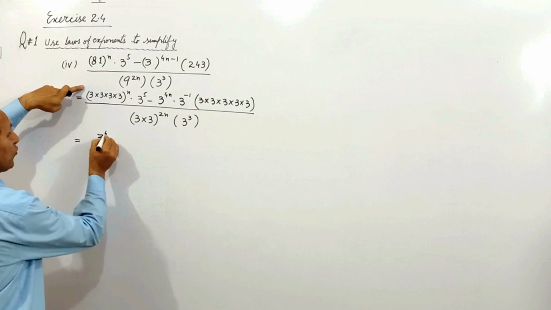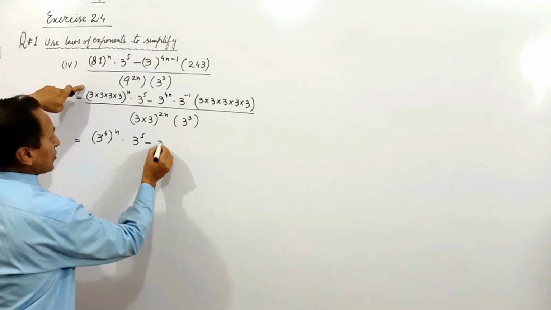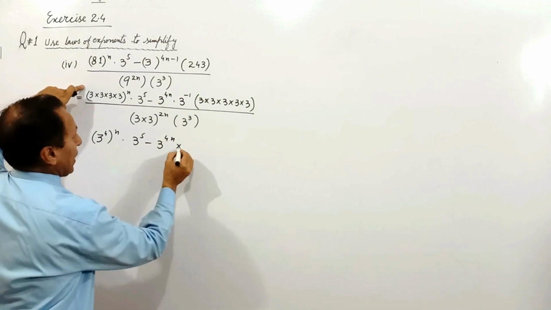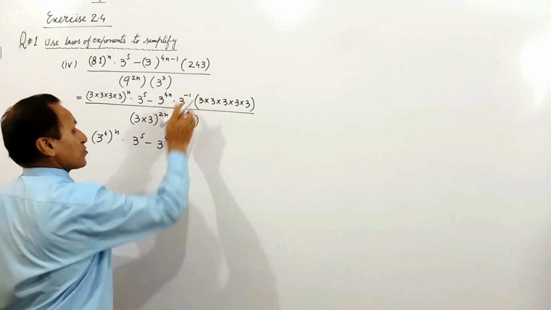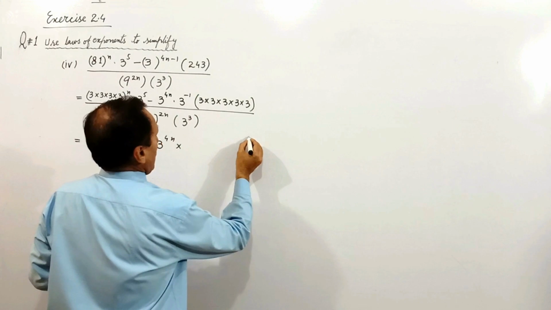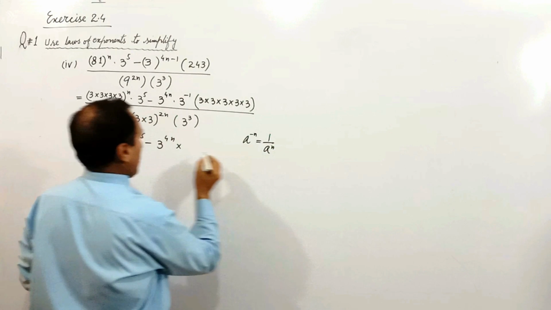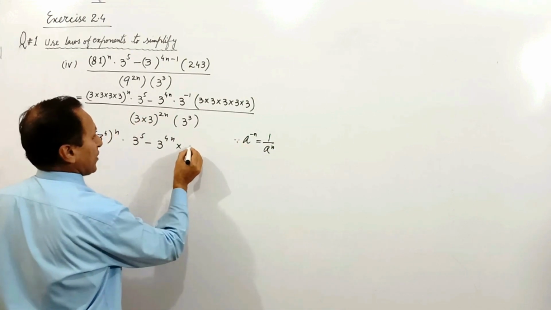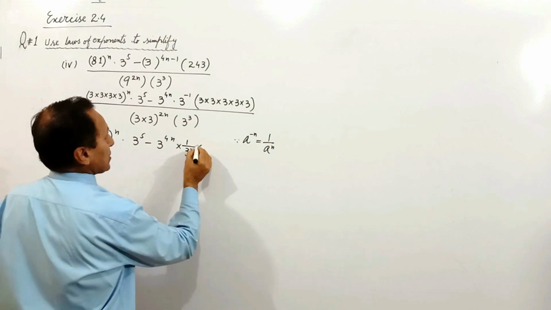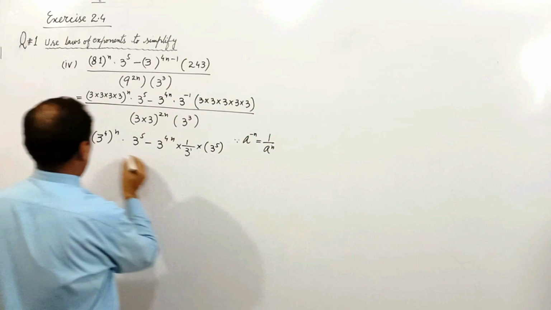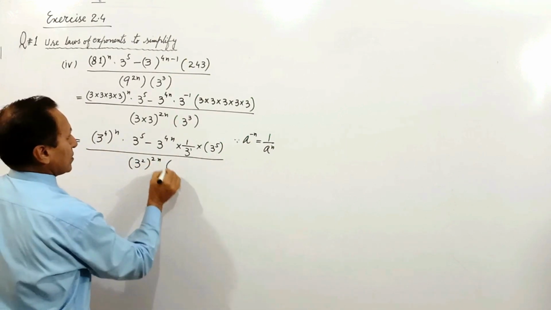3 raised to power 4 whole power n dot 3 raised to power 5 minus 3 raised to power 4n multiply, in place of dot we can write the multiply sign, 3 raised to power minus 1. As we know that a raised to power minus n is equal to 1 over a raised to power n. According to that, we write it as 1 over 3 raised to power 1 multiply 3 raised to power 5, whole divided by 3 raised to power 2 whole power 2n, 3 raised to power 3.